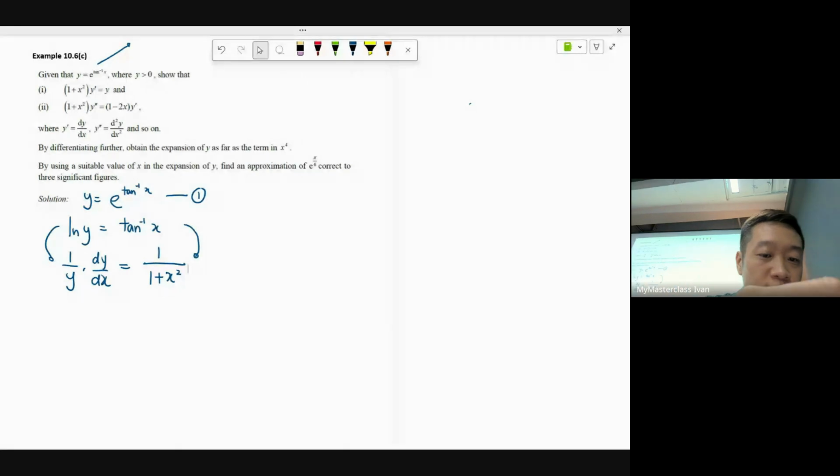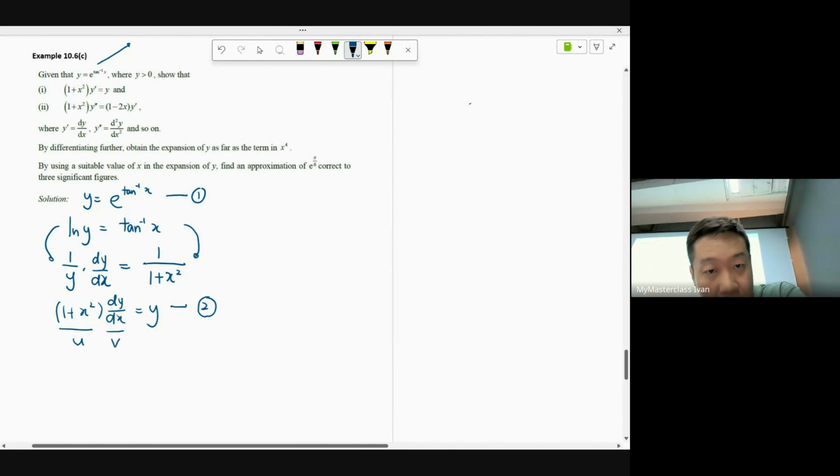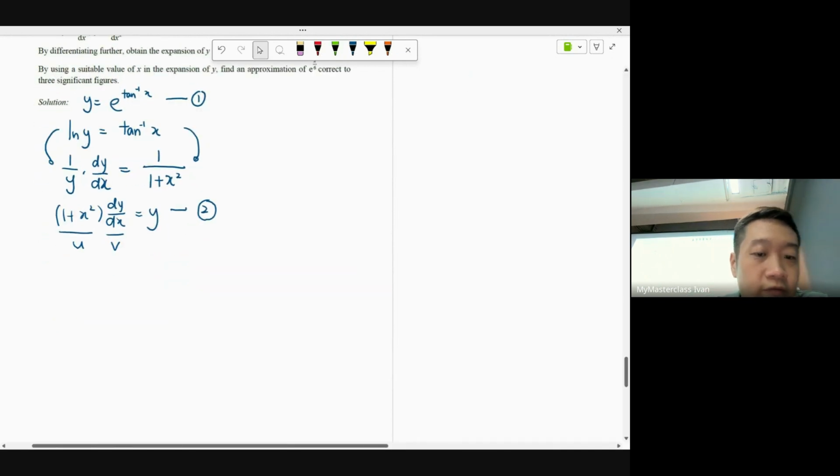All you need to do is to cross multiply, then you will get 1 plus x squared. y prime is dy/dx. You can leave it as dy/dx, doesn't matter. Equals to y. That's equation 2. Now this is your u, this is your v. Differentiate it again.